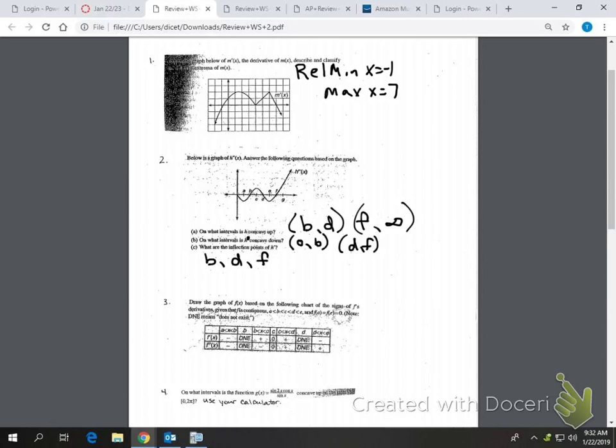All right, number 3. Now I give you a chart. It says to draw the graph of f of x based on the following chart. Given that f is continuous, f of a equals f of e, which they both equal 0. So let's graph this. We're going to go from left to right. I don't even need a y value. I don't like my graph.